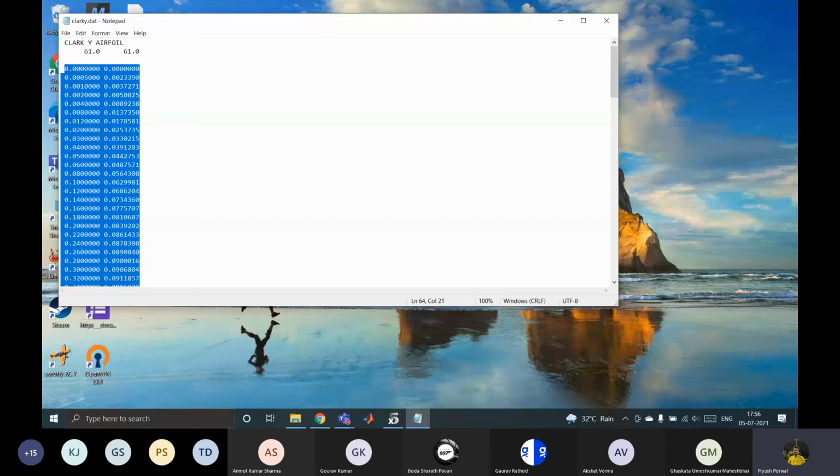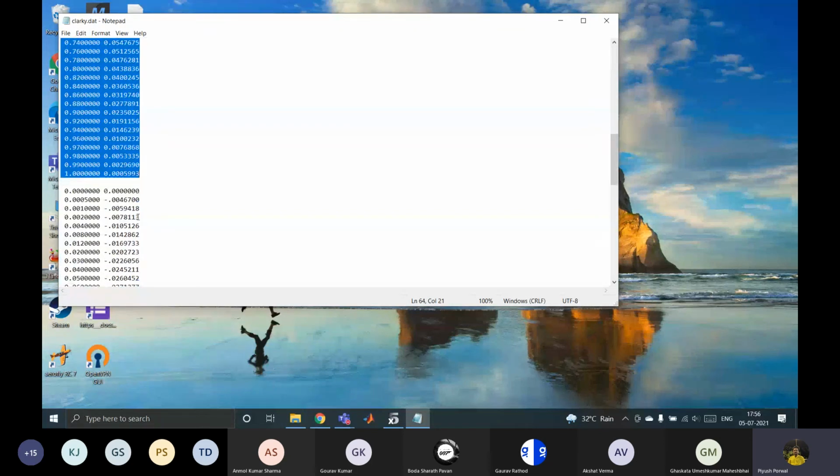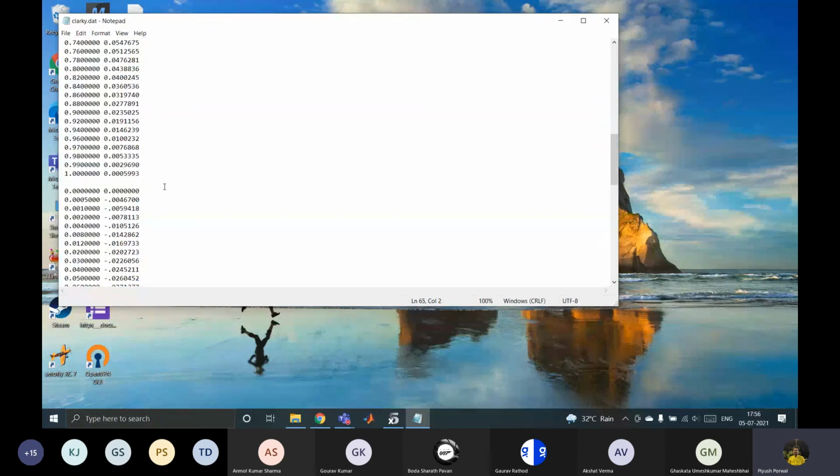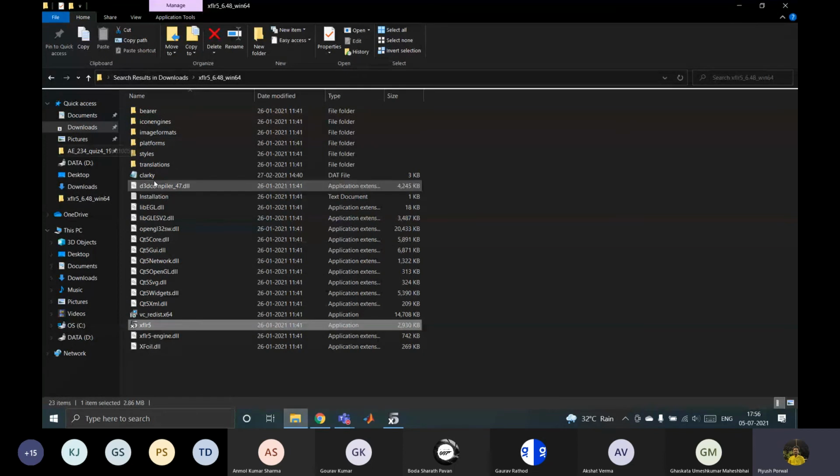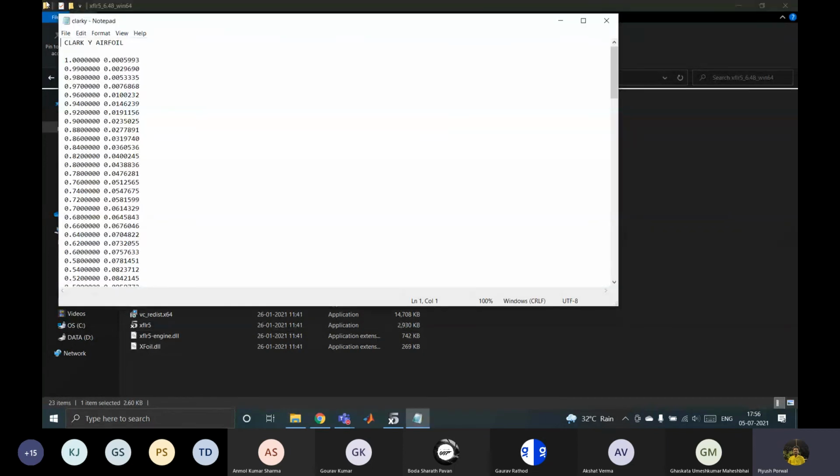Like this is in increasing order. So you have to arrange this in decreasing order by removing one by one. Remove this part from here, add it here, and like this. So I have already done it. So you can see that this is how you have to do it.